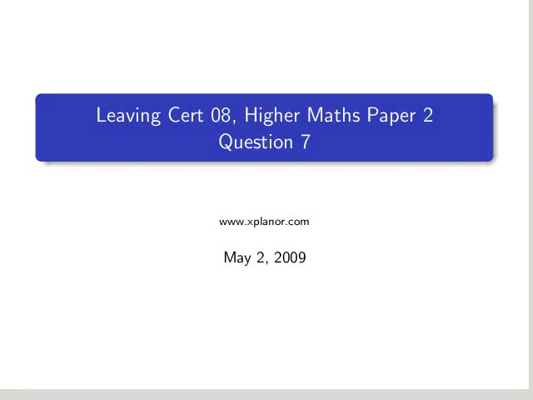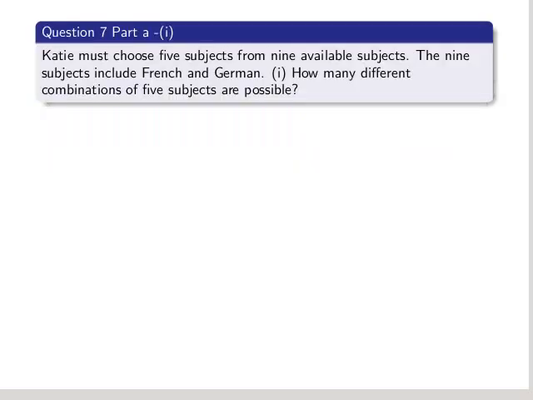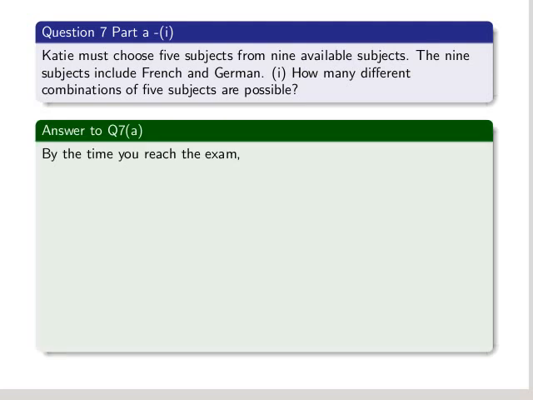Welcome to question 7 of paper 2 of the Higher Maths Leaving Cert 2008 exam. Part A, section 1, Katie must choose 5 subjects from 9 available. The 9 subjects include French and German. How many different combinations of 5 subjects are possible?